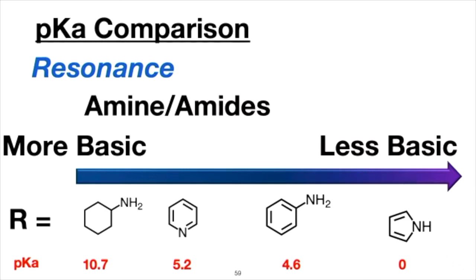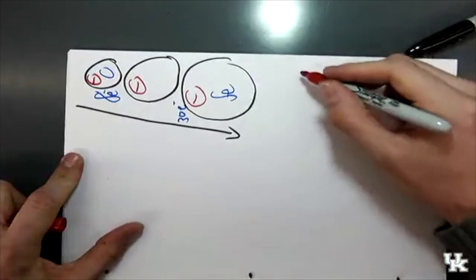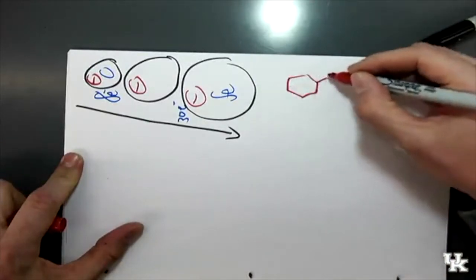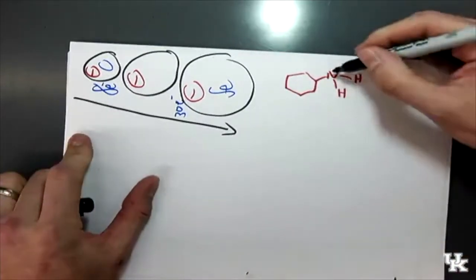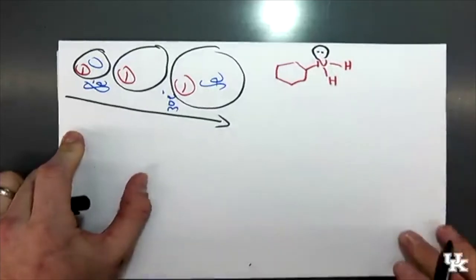So if you notice, in these 4 structures, they all look a little different, but hopefully you notice that the one on the left, the lone pair is in a p orbital that is localized completely on the amine, right? Hopefully you see that in that cyclohexylamine molecule. When you have cyclohexylamine with 2 hydrogens, it has a lone pair that is completely localized onto the nitrogen atom.